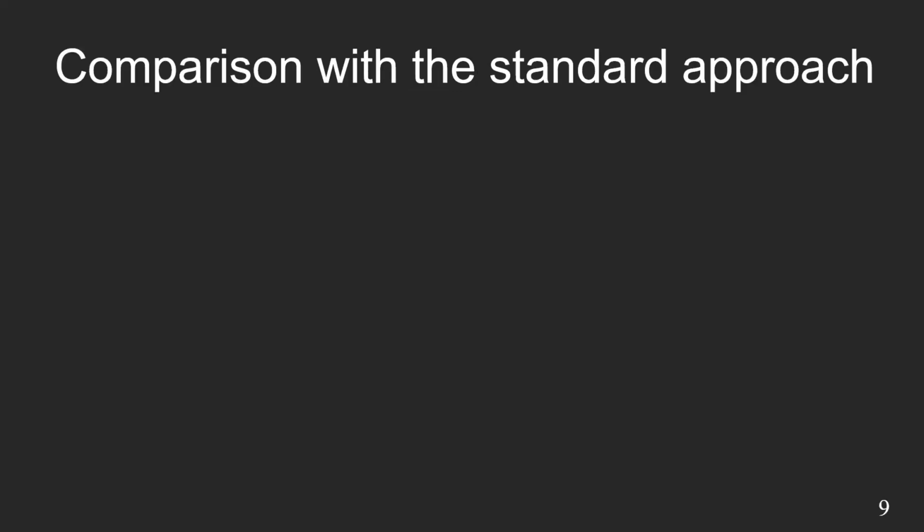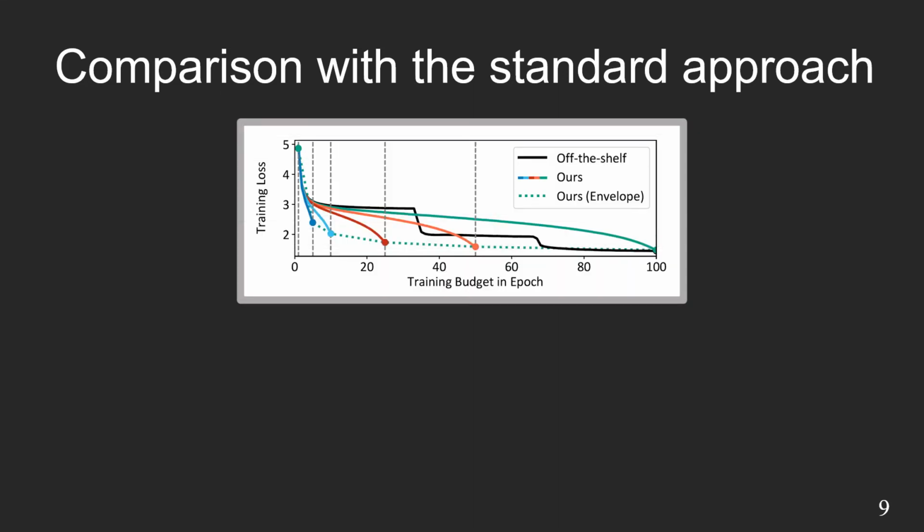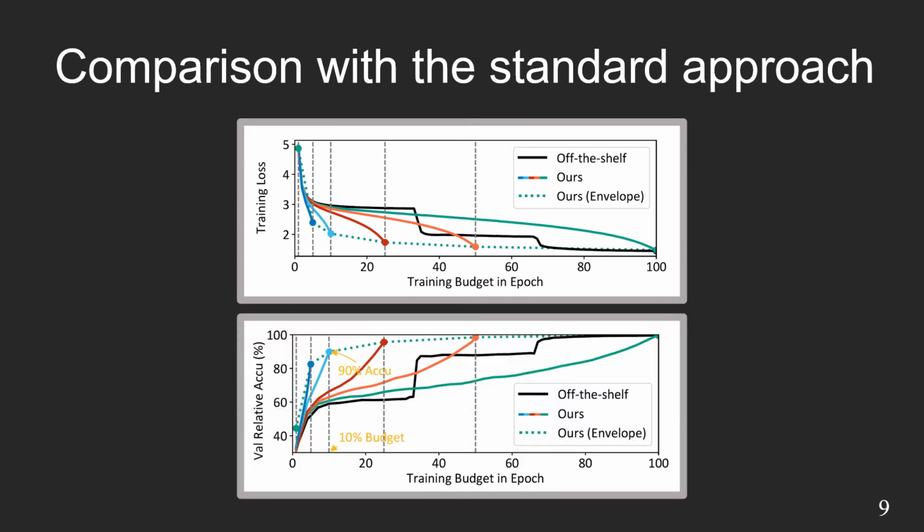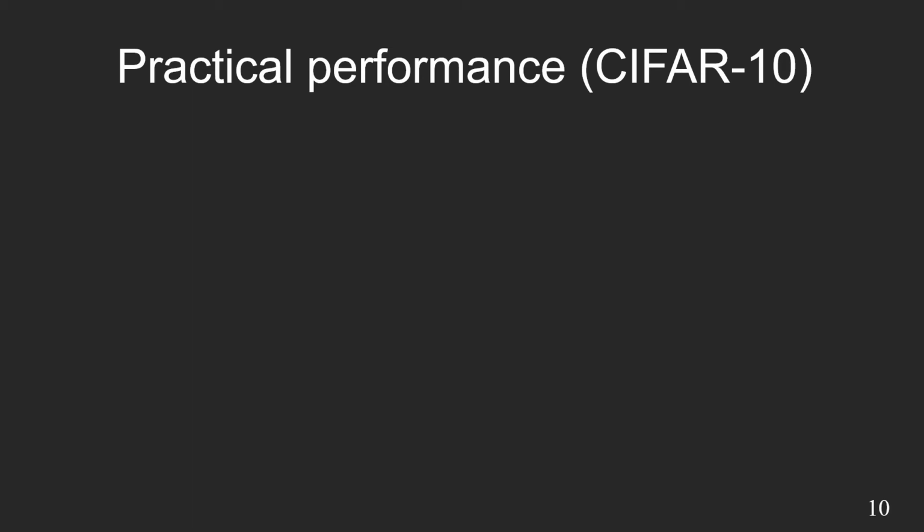Here's the intuitive comparison of our proposed solution and the standard approach. We see that training loss decreases smoothly and steadily on the linear schedule. The accuracy at the end of each budget is also much higher than the off-the-shelf counterpart that is budget unaware. For example, given 10% of the training epochs, budget-aware linear schedule is able to achieve 90% of the full budget accuracy.